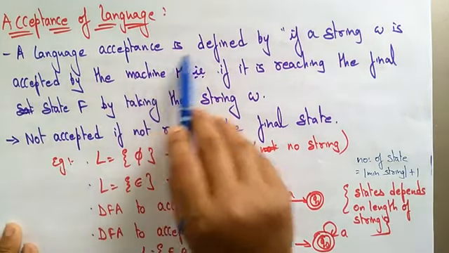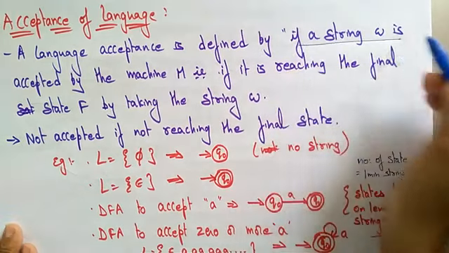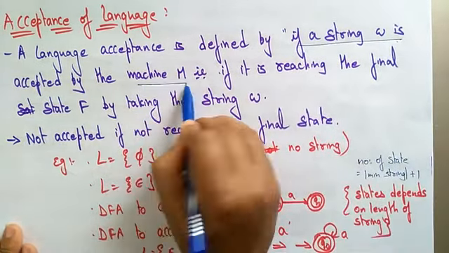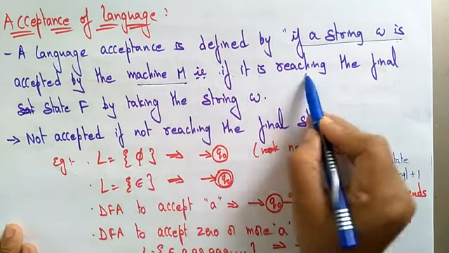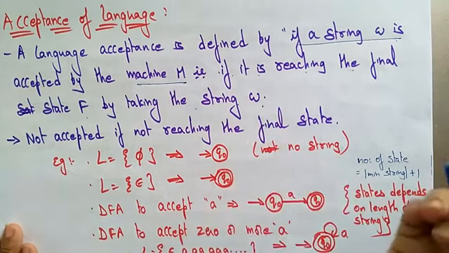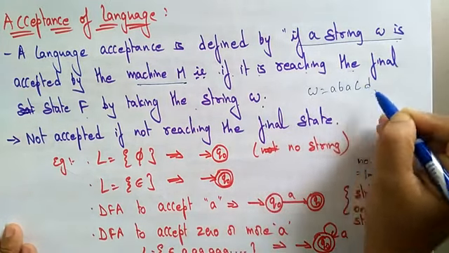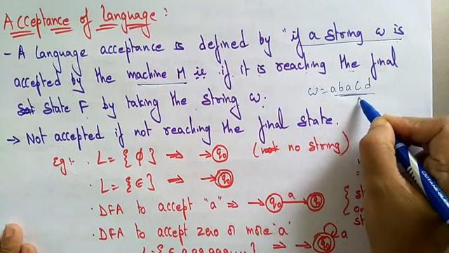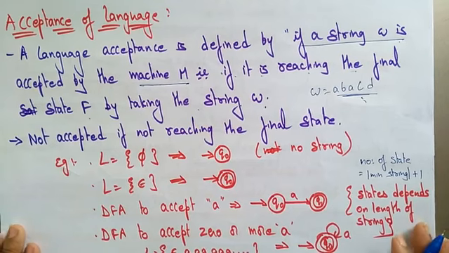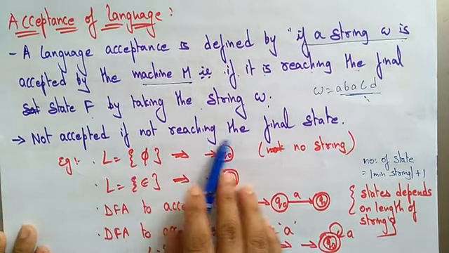A language acceptance is defined by: if a string W, whatever the string that we have taken, is accepted by a machine M, that is, it is reaching the final state F by taking the string W. So whenever I have taken one string, something like A, B, A, C, if it reaches the final state, then the string is accepted. Otherwise the string is rejected. Not accepted means not reaching the final state.